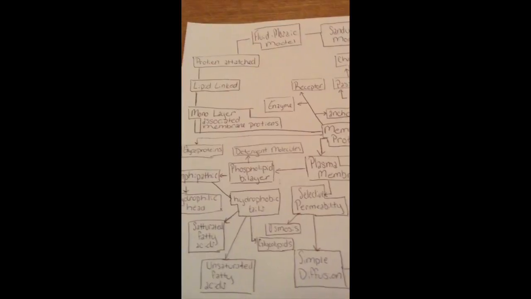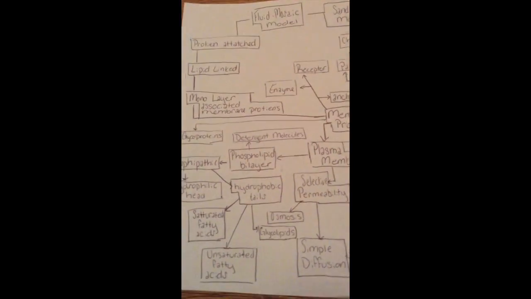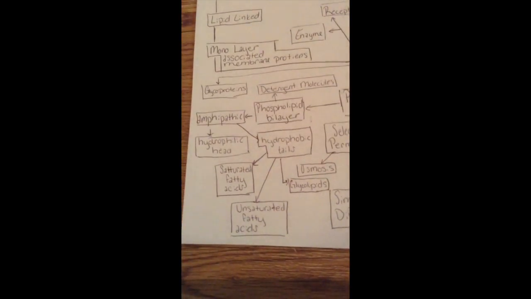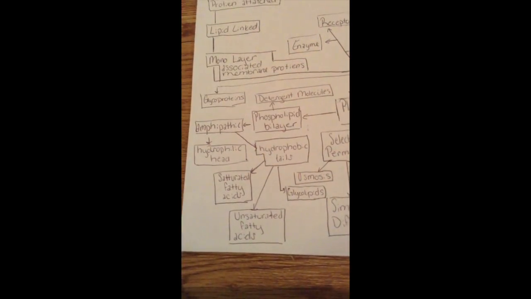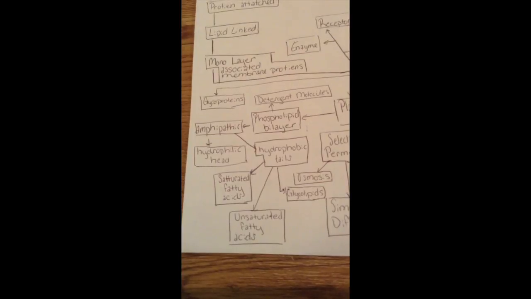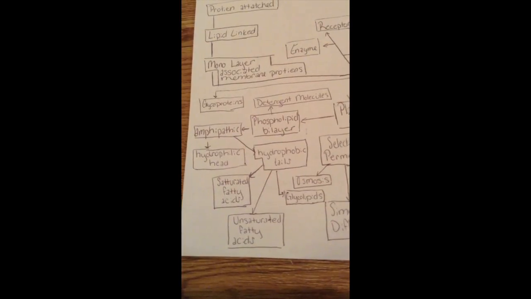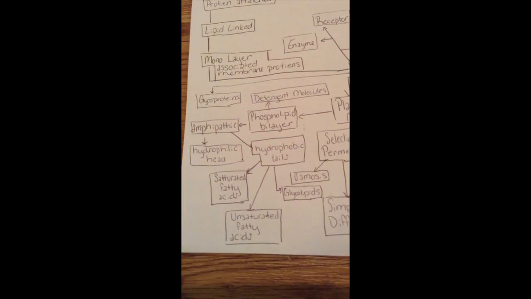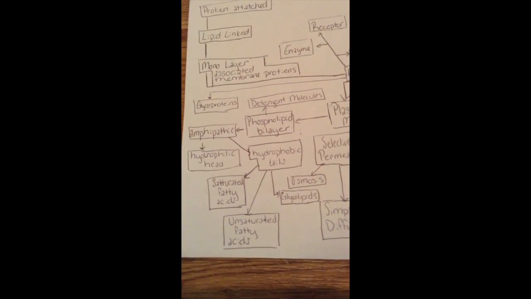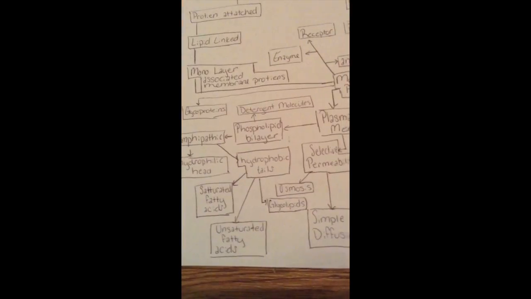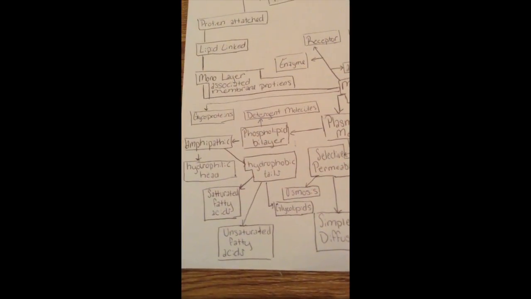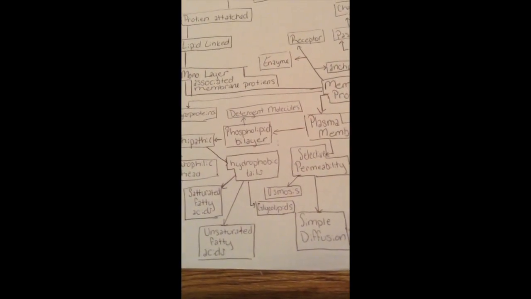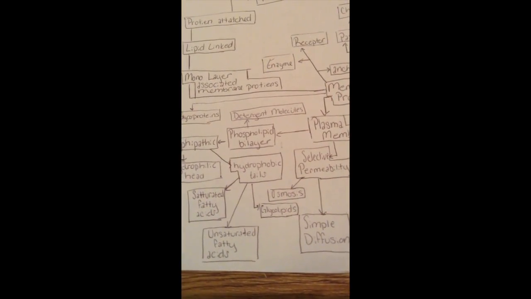And hydrophobic tails can either be saturated fatty acids or unsaturated fatty acids, and the difference is saturated have as many hydrogen bonds as possible, and unsaturated have double bonds, not leaving room for hydrogen. And I put glycolipids onto hydrophobic tails. They are lipid molecules that have a carbohydrate group.